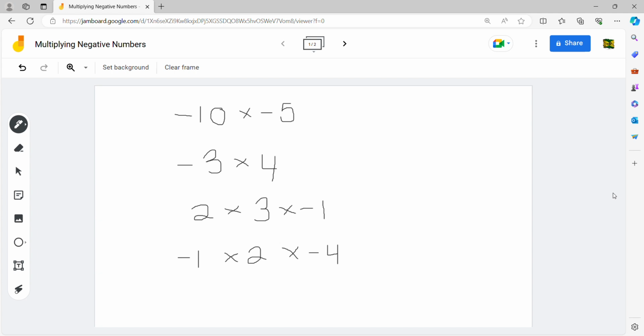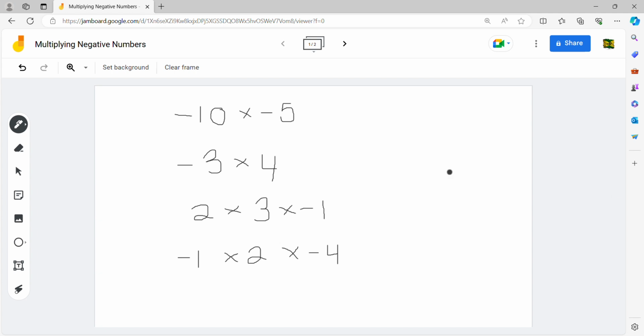However, if you have a problem where there's an odd amount of negative numbers being multiplied, the result is going to be a negative, because a negative times a positive is going to be a negative every single time.